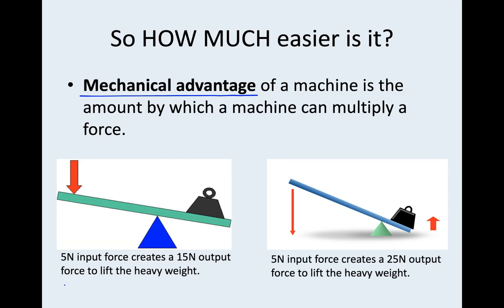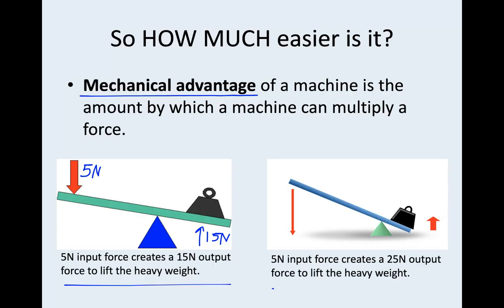If we look at this first lever, we have 5 newtons of input force. So if this input is 5 newtons, it'll create 15 newtons of an output force. Okay. It's not bad. That's like if you gave me $5 and I gave you back $15. Or you're not losing, in fact, you're winning.